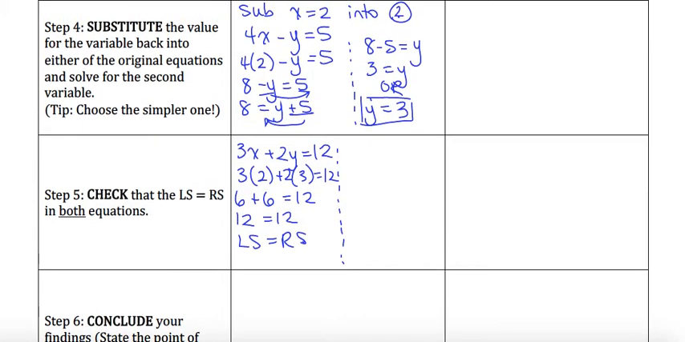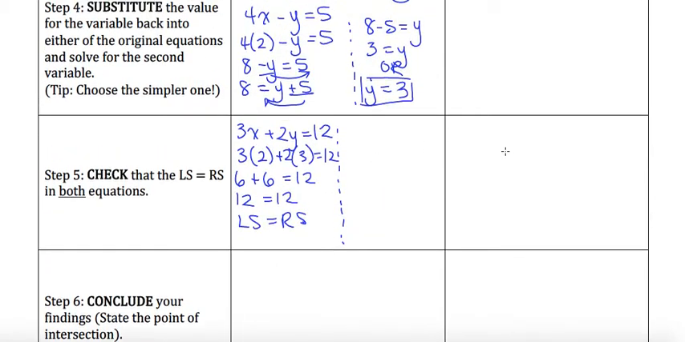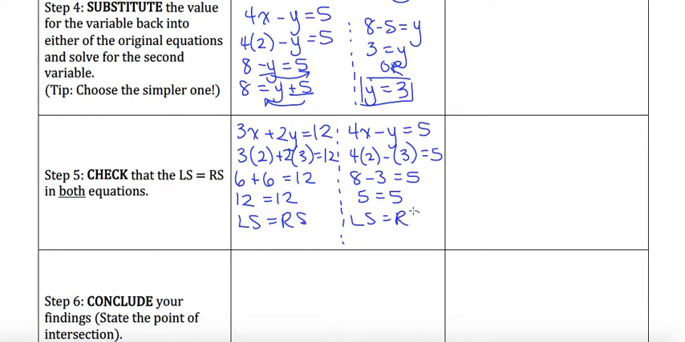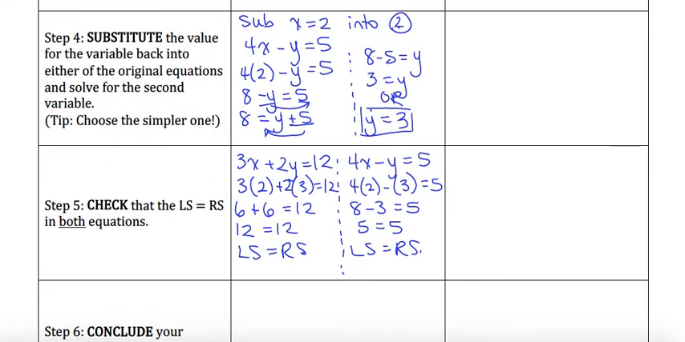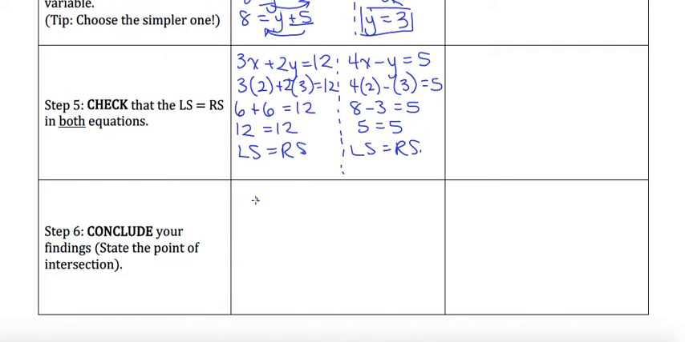All right, second equation. 4x minus y is equal to 5. 4 times 2 minus 3 is equal to 5. 4 times 2 is 8. Take away 3. 8 take away 3 is 5. 5 equals 5. Left side equals right side. That's what we want. So now we can say for certain, therefore, the point of intersection is 2, 3.